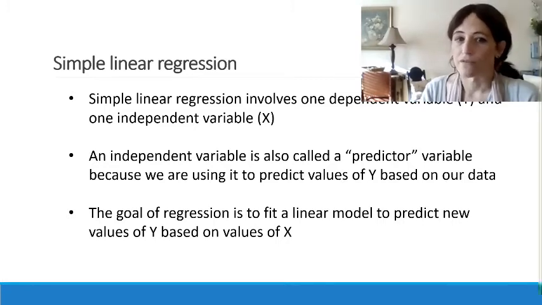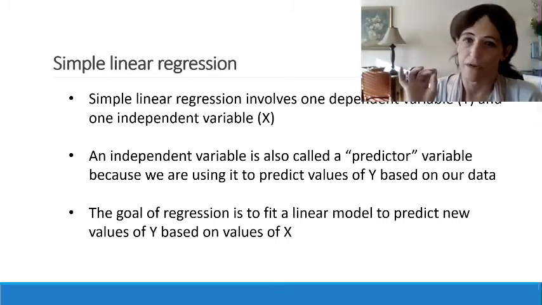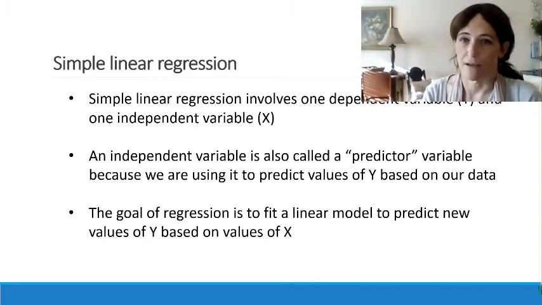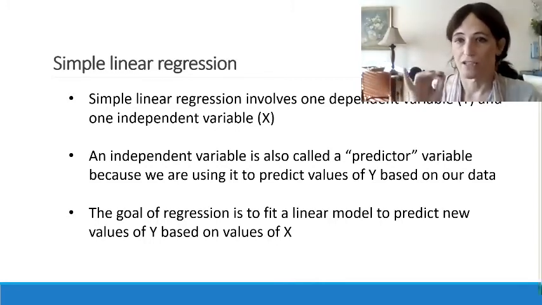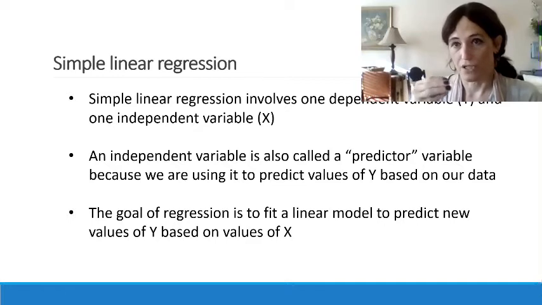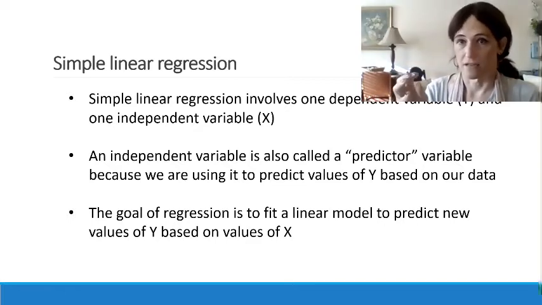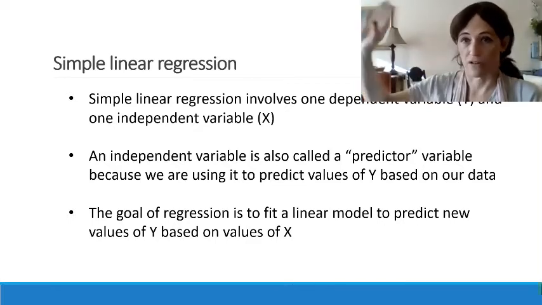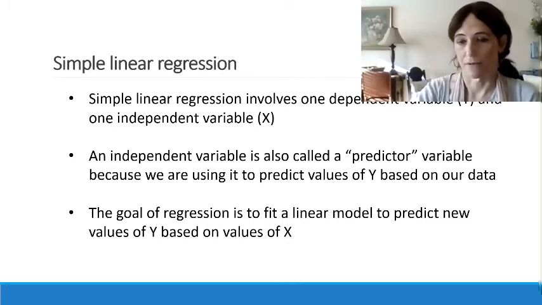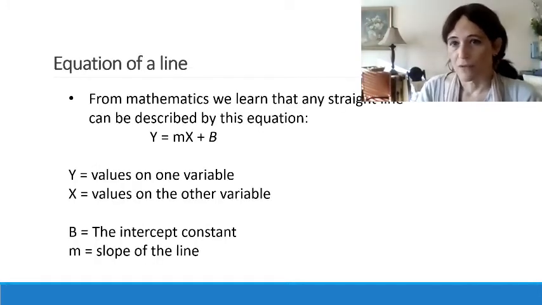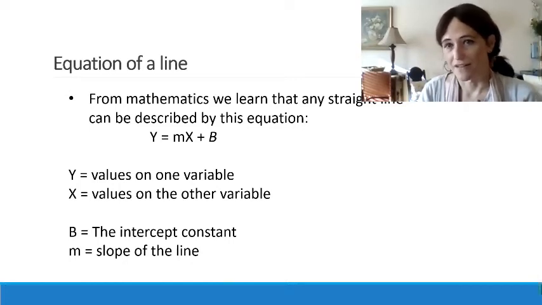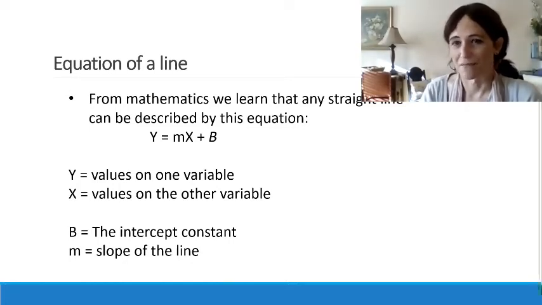The goal of regression is to fit a linear model to predict new values of y based on x. We're trying to create some sort of tool that we could use beyond our data to say something more generalizable about what's happening in the population. So before we get too far into looking at linear regression, we have to go back to our mathematics classes from elementary school or high school where we talked about the equation of a line.